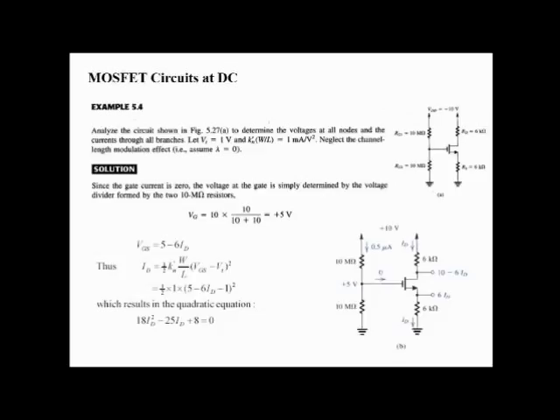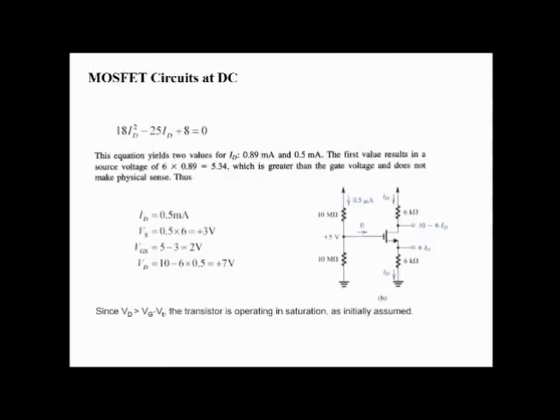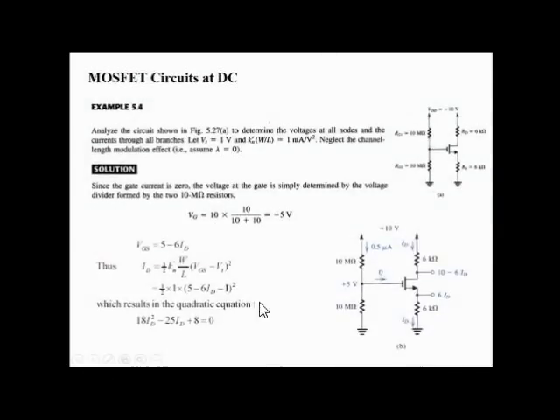So Vg will be, in this case, if you want to replace it with the Thevenin voltage, 10 into 10 by 10 plus 10, that is 5 volt. Then Vgs is equal to 5 minus Vs. Now by applying the equation for the ID current, all the values are given in the question, you get a quadratic equation.